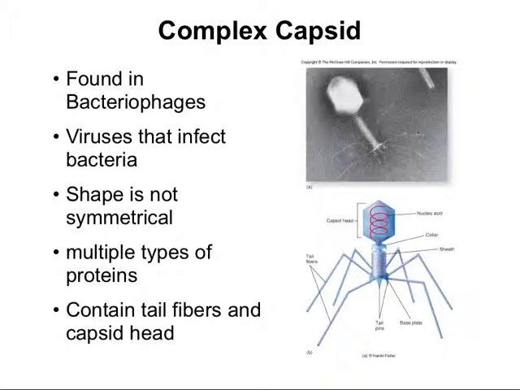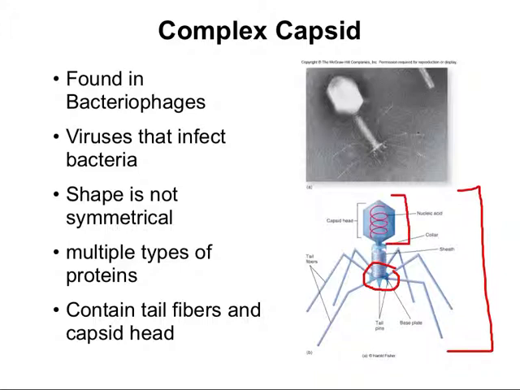Complex capsids are mostly found in bacteriophages. Bacteriophages are viruses that infect bacteria. This is a common complex form of a bacteriophage. You'll notice the shape is not symmetrical, and there are multiple types of proteins that come together to form this complex structure. It also contains tail fibers through which the phage is able to inject its DNA into the host. And the capsid head is where the nucleic acids are held.